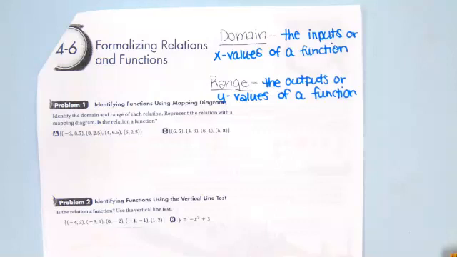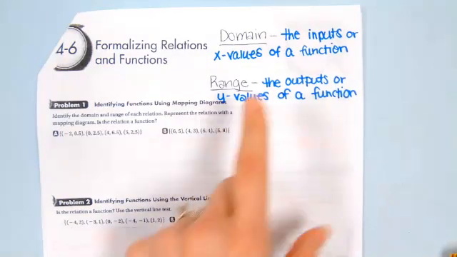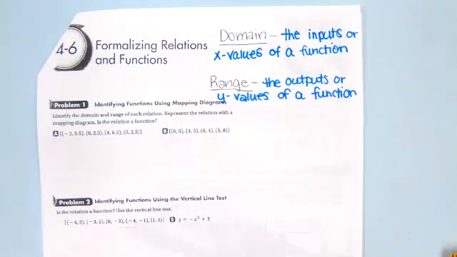Okay, so 4-6 is mainly about identifying things called domain and range, and then identifying whether or not something represents a function or not. Okay, so the domain, just so everyone is aware, is the inputs or the x values of a function, and they're all the possible ones.